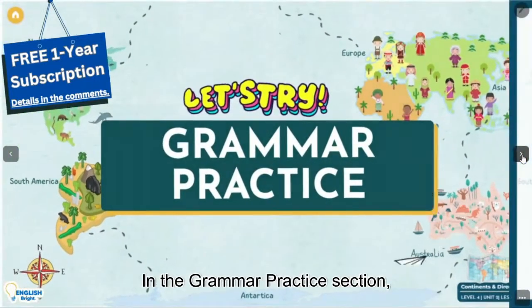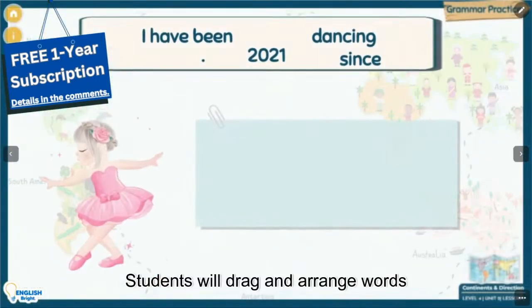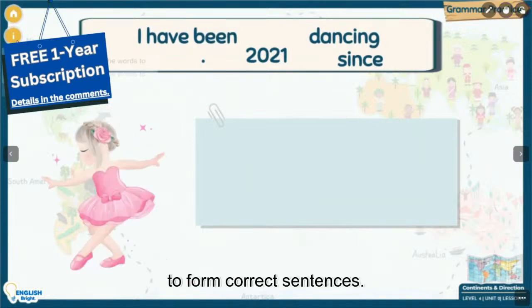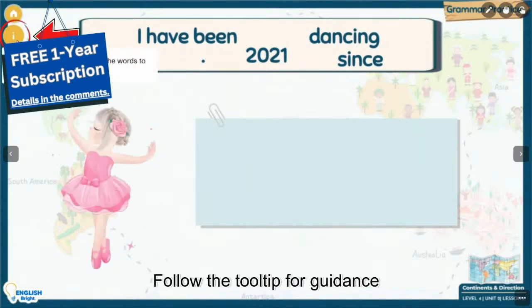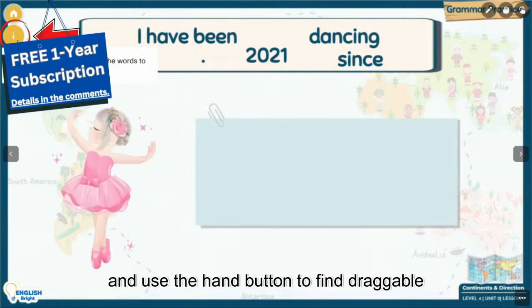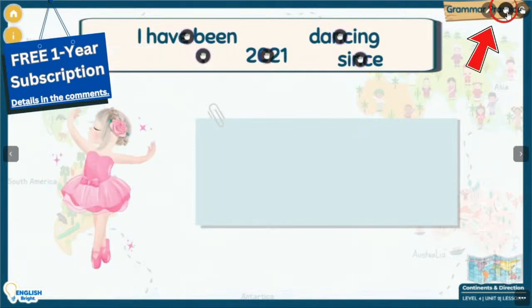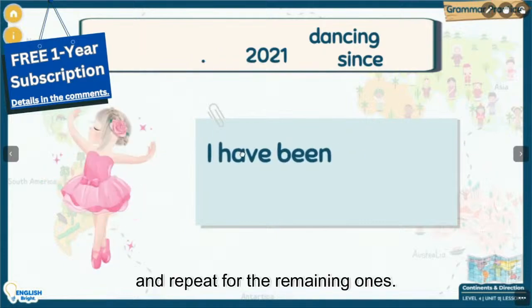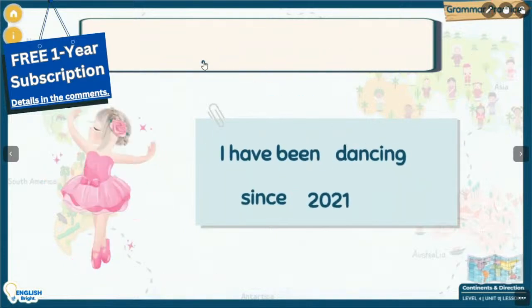In the grammar practice section, students will drag and arrange words to form correct sentences. Follow the tooltip for guidance and use the hand button to find draggable elements. Complete the first question and repeat for the remaining ones.